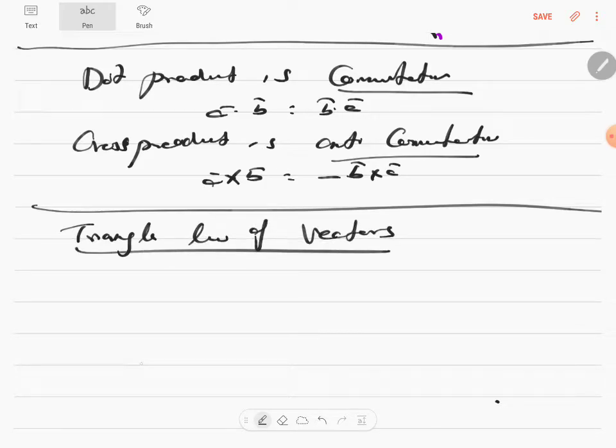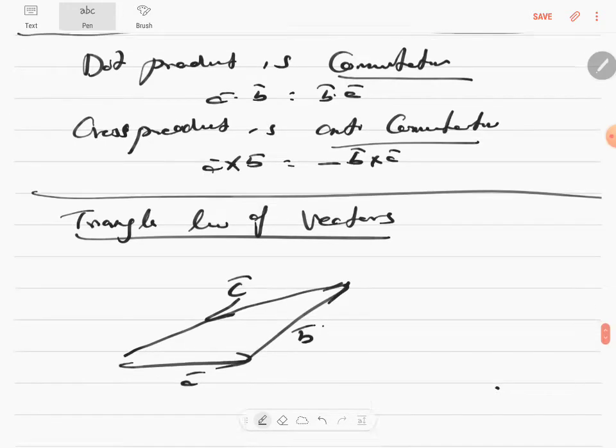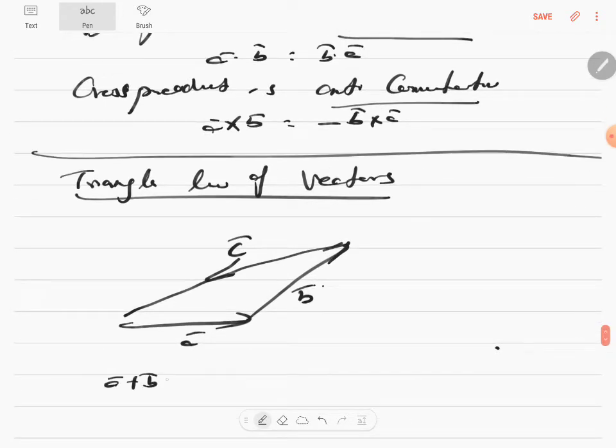Supposing you have a vector which is this A vector. You have another vector which is B vector. If you have a C vector like this, and they are all taken in the same direction, the sum of it will be equal to 0. A vector plus B vector plus C vector is equal to 0 if they are represented by the sides of a triangle and they are in the same direction. Are you clear?